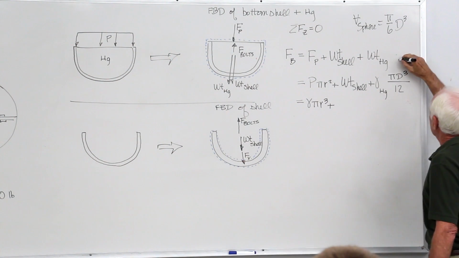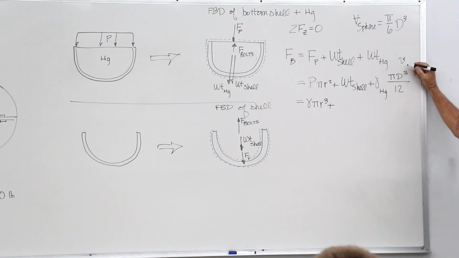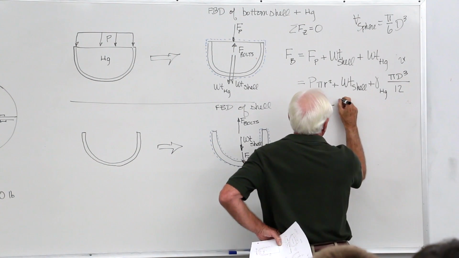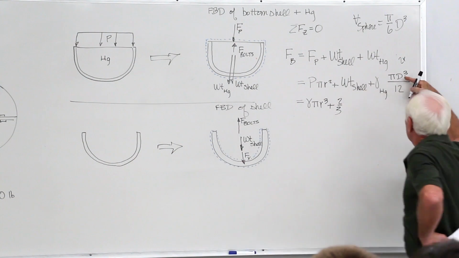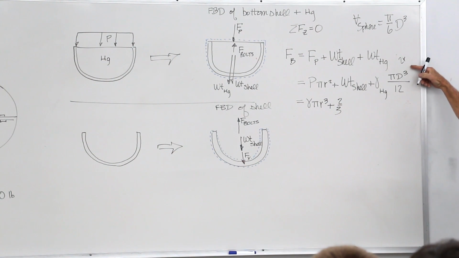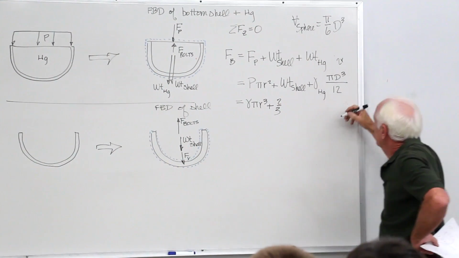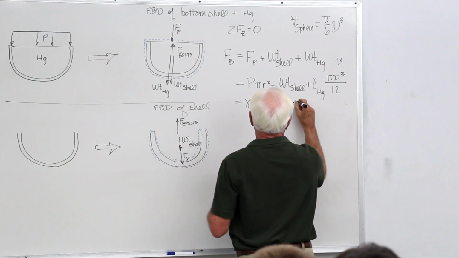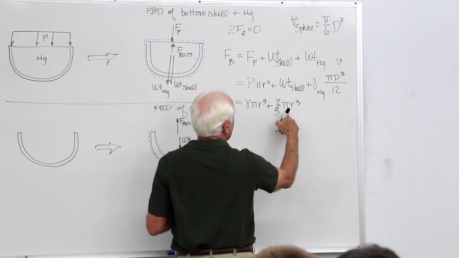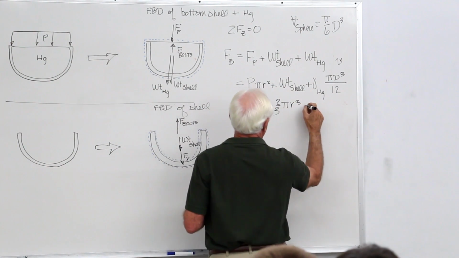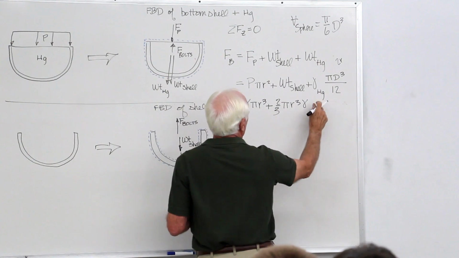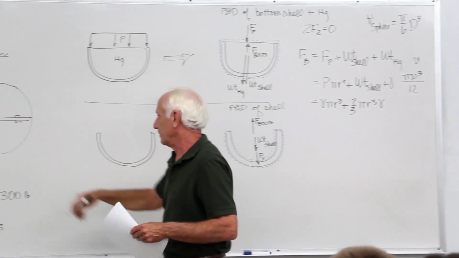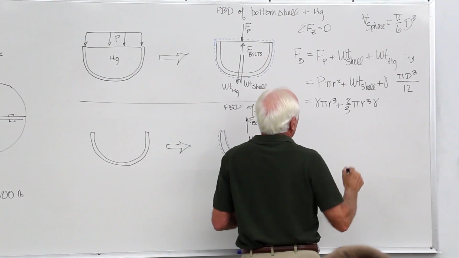This guy right here is 2R. 2 times 2 is 4, times 2 is 8, 8/12. So we have 2/3. Cube, 2R, 8/12, R cubed. That should be, okay, got it. And gamma again, so gamma in there. We won't worry about subscript gamma Hg because it's just one gamma mercury. Plus weight of the shell.